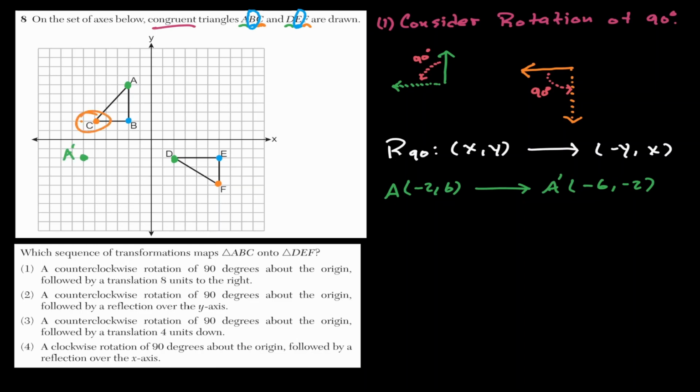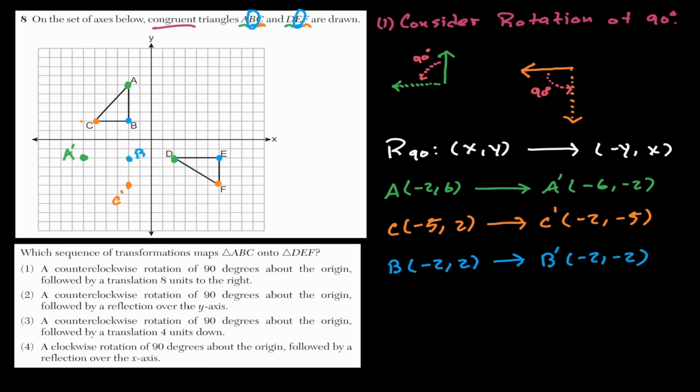So now this point of C had a location at negative 5, 2. After the rotation, let's call it C prime, we're going to have a location at negative 2, negative 5. So this is where we're going to find C prime. And this blue point of B had a location at negative 2, 2. Then after the rotation, its new location is at negative 2, negative 2, which we have here. So this is the triangle that we obtain after a rotation of 90 degrees.